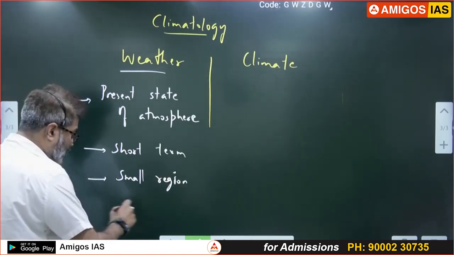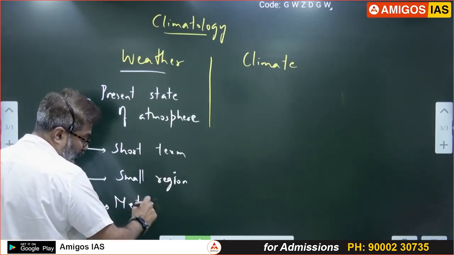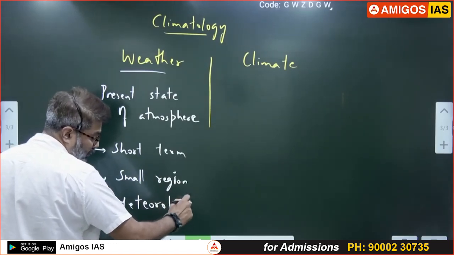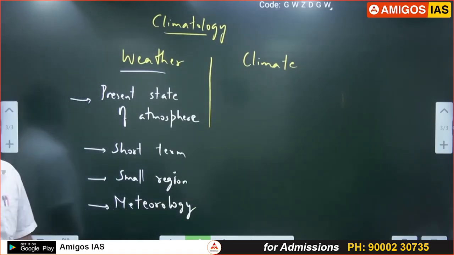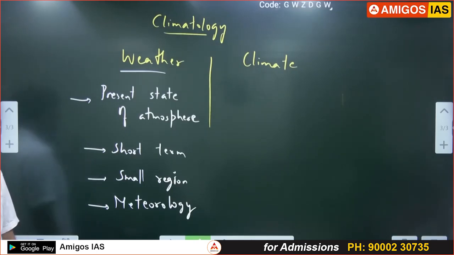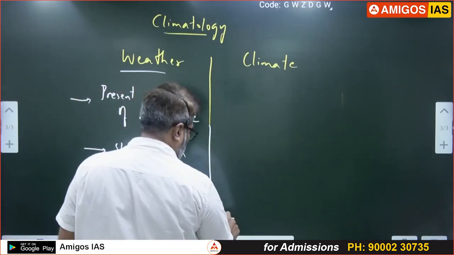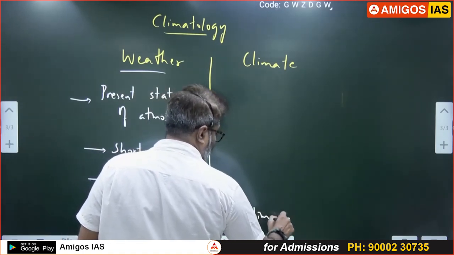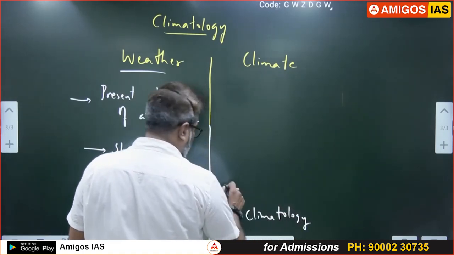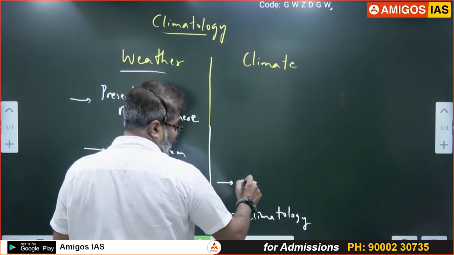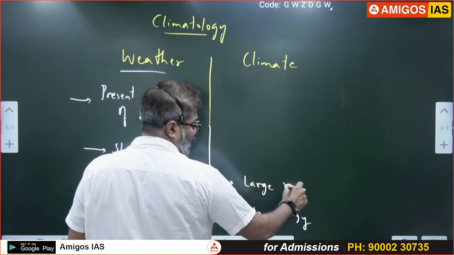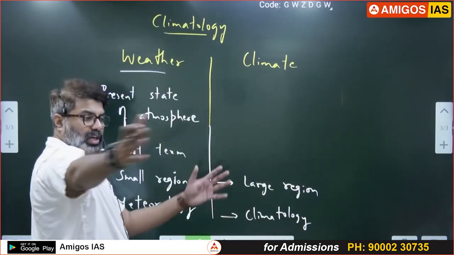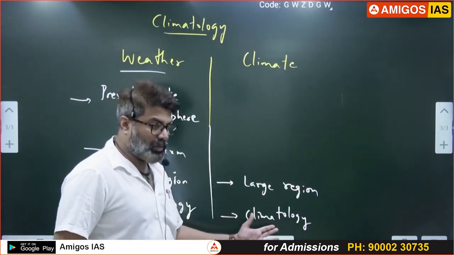Okay. So study of weather is called meteorology. Meteorology. Please remember this. Whereas study of climate is called climatology. Climatology. Climate is the word we use for large regions. It applies for large regions, large areas. Study of climate is climatology.